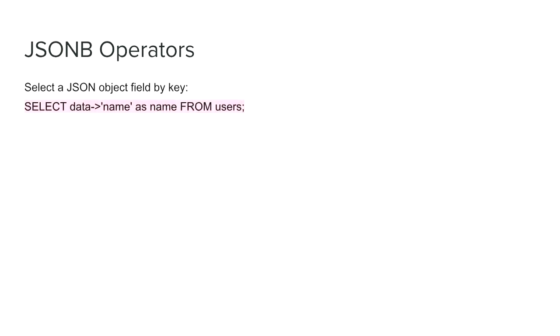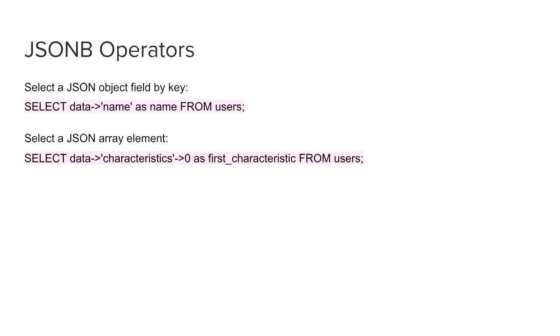Let's jump into this. Select the JSON object field by key. So you saw the data that I just inserted. If I run that query, it will give me the name property, all the values next to the name property of all the users. And that operator is how you can call any of those properties. So you can call on name, age, the extra info, or whatever.